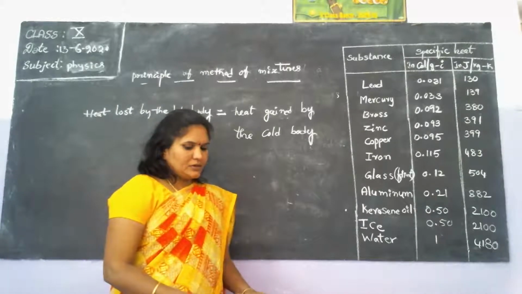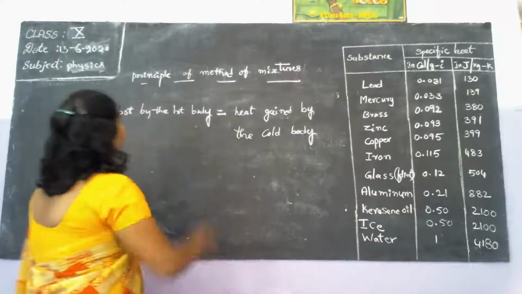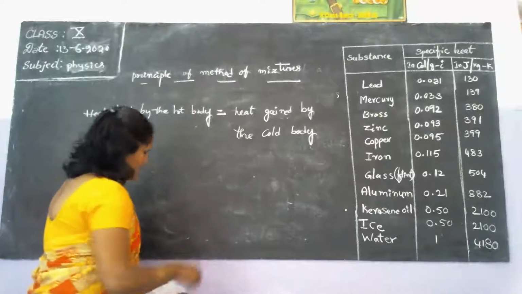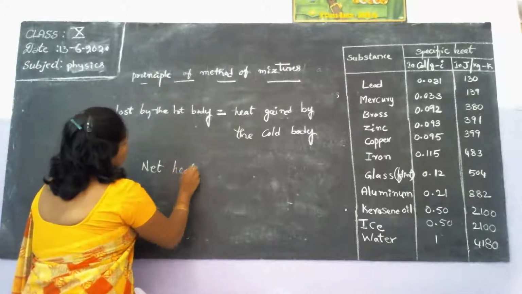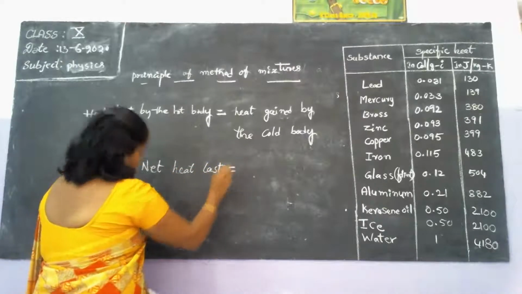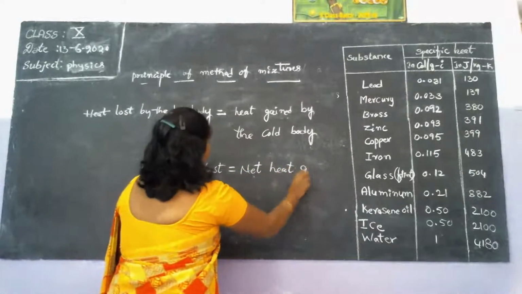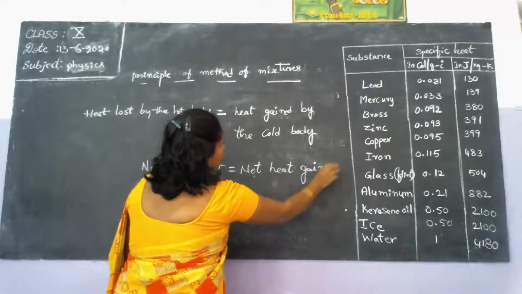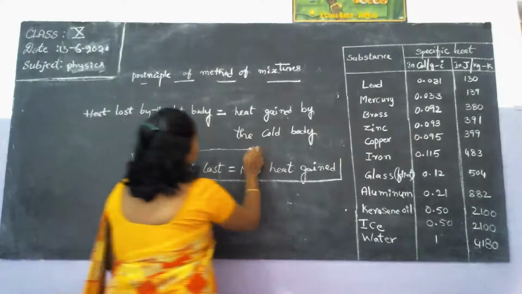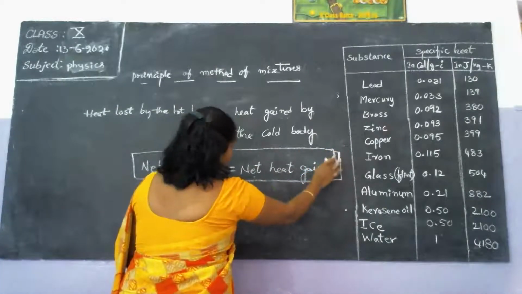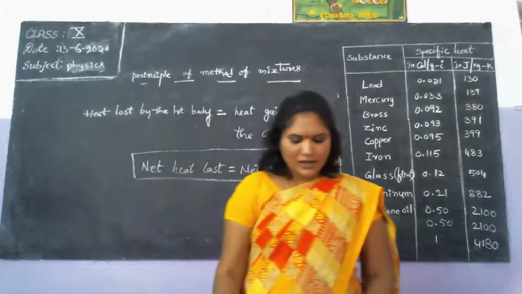Here they asked, what is the principle of the method of mixtures? Again, net heat lost equals net heat gained. This is the principle of the method of mixtures. It is known as the principle of the method of the mixtures.